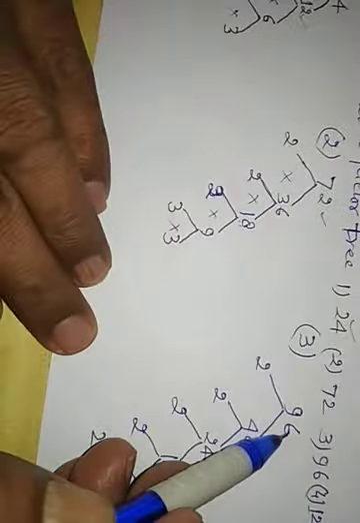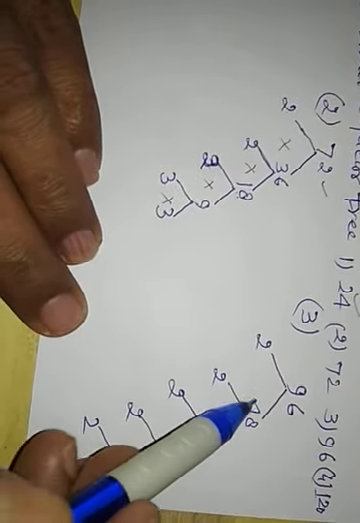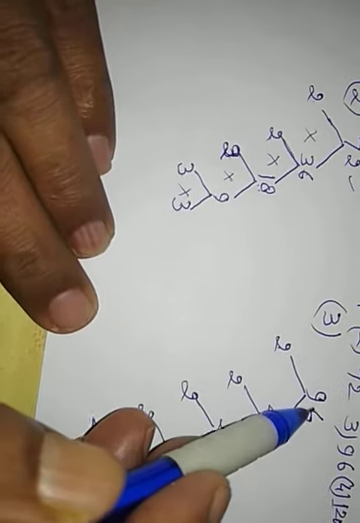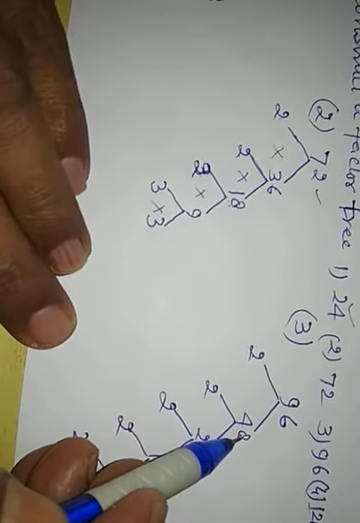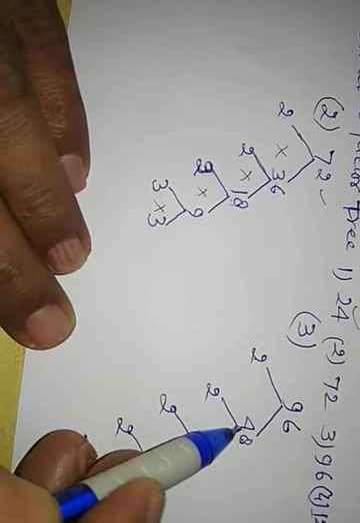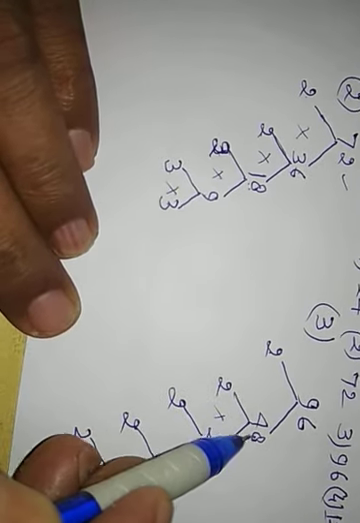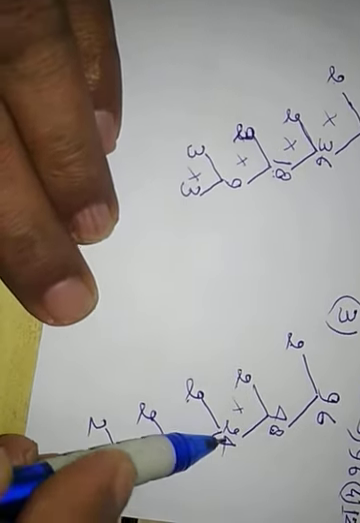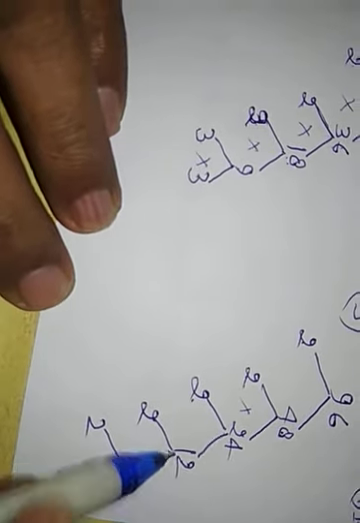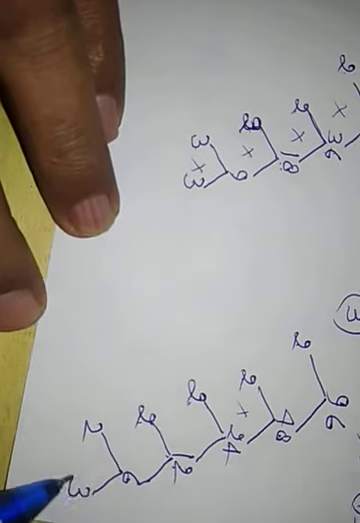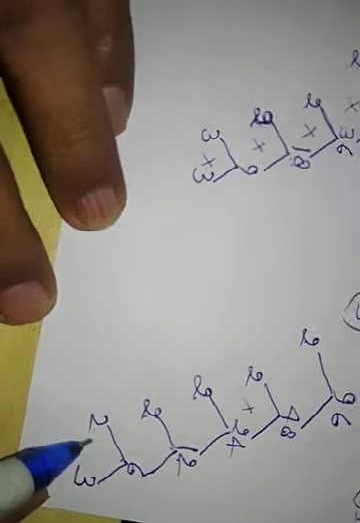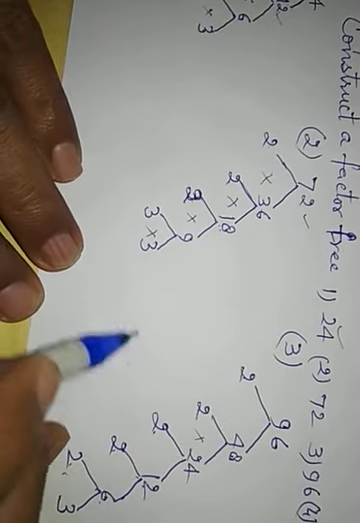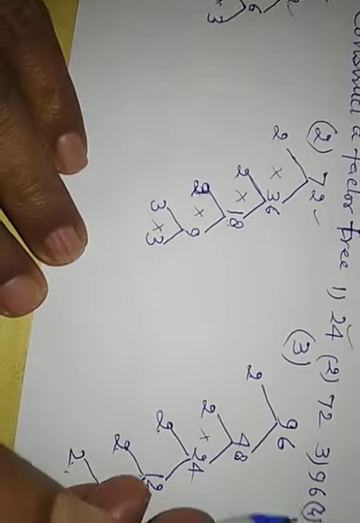Similarly, 96 also. 96 is 48 into 2. Then 48 can be written as 24 into 2. 24 can be written as 12 into 2. 12 can be written as 6 into 2. 6 can be written as 3 into 2. So this is known as a factor tree. In this way you can do the other parts also.